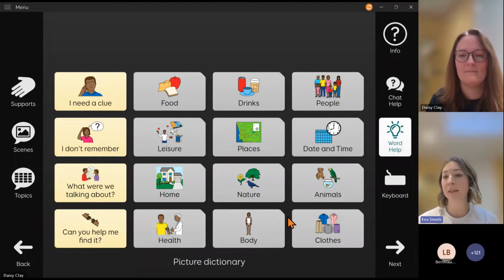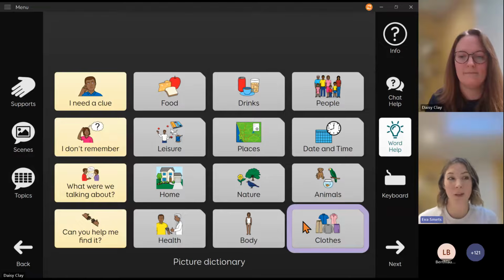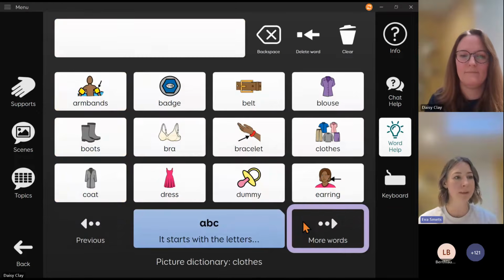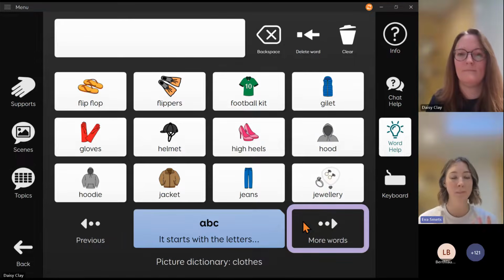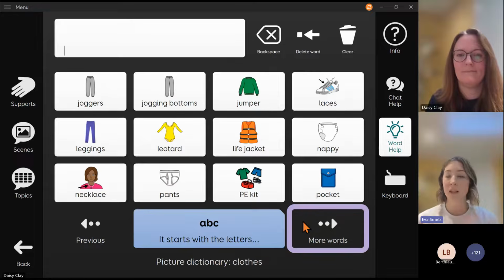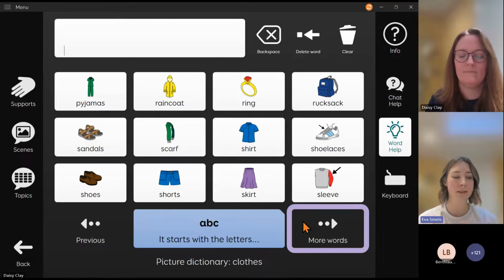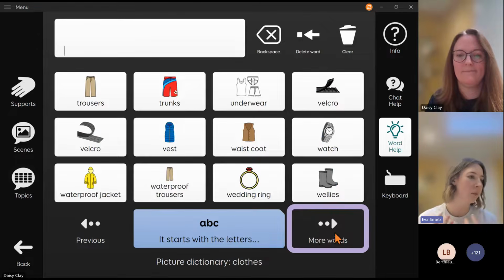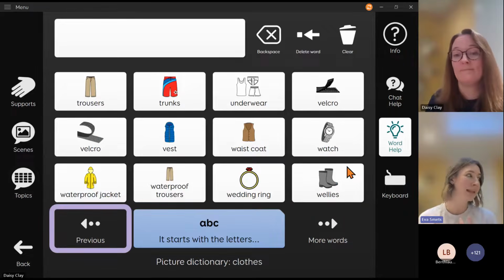So let's say in this example, I know I'm talking about clothes, but I can't quite access the type of clothes that I want to communicate about. So this takes you to a grid where you've got a really comprehensive word list of lots of different items of clothing. If you don't have any initial letter knowledge, you can just scroll through this list by selecting more words, and you can keep going through until you find your item that you want. So perhaps in this example, maybe it's wellies.